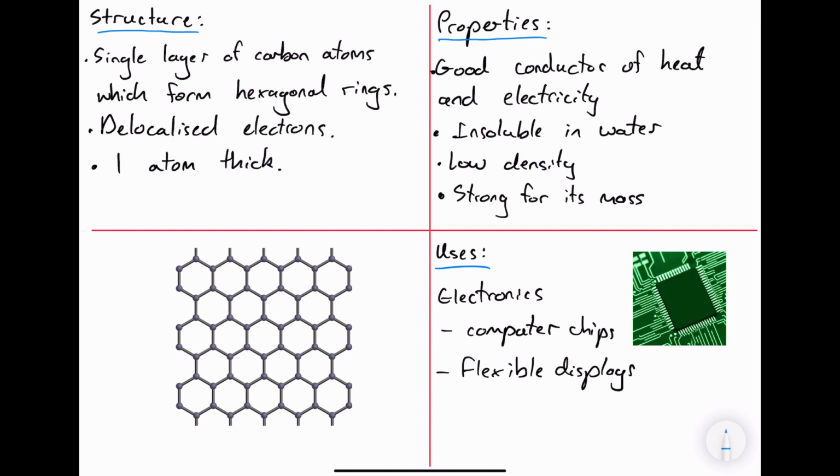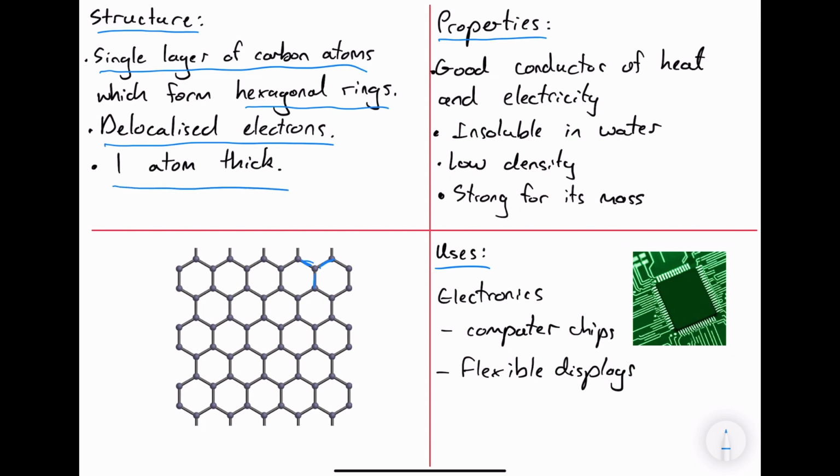The next giant covalent structure we're going to discuss is graphene. Now, graphene is a single layer of carbon atoms. If you can imagine graphite, if we took one of those layers in graphite, we would have graphene. Now, the carbon atoms in graphene form hexagonal rings. They are covalently bonded to 3 other carbon atoms around them, which means they have delocalized electrons. And these layers are only 1 atom thick.